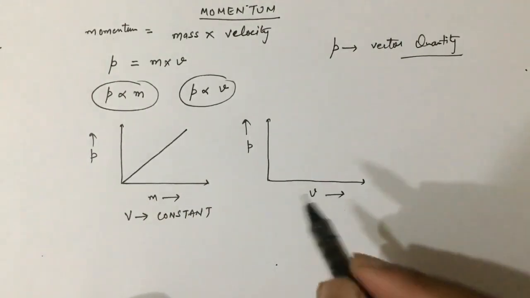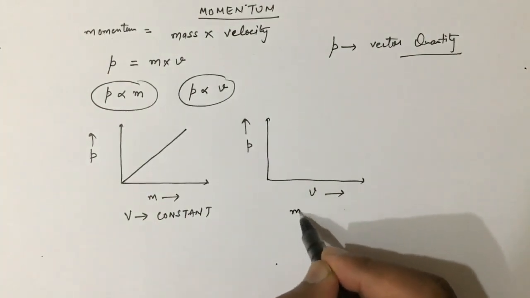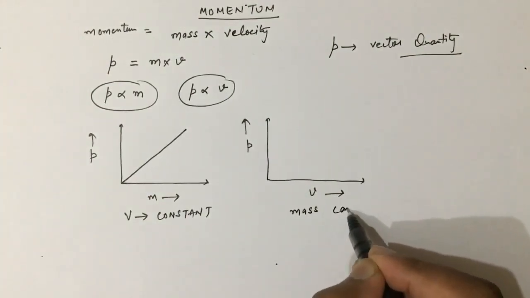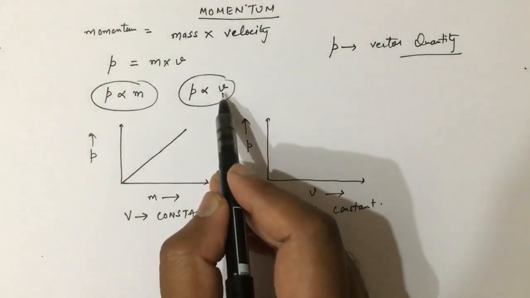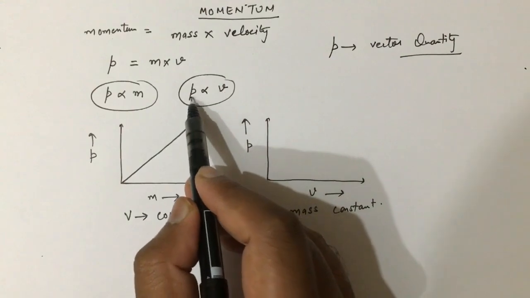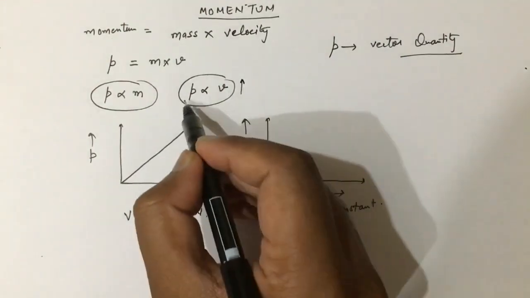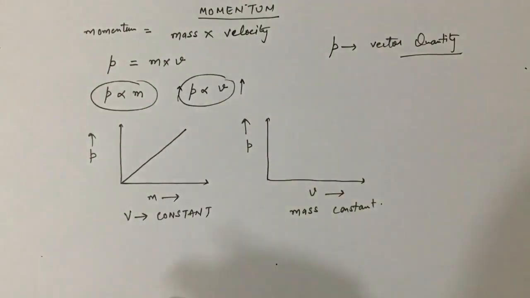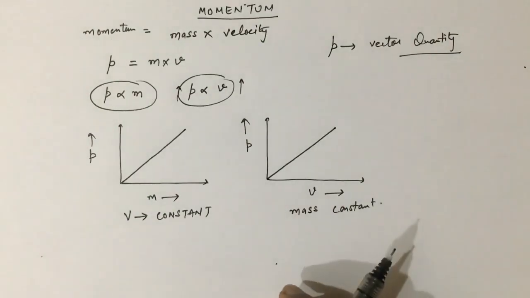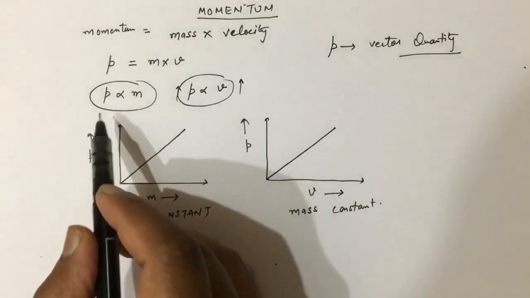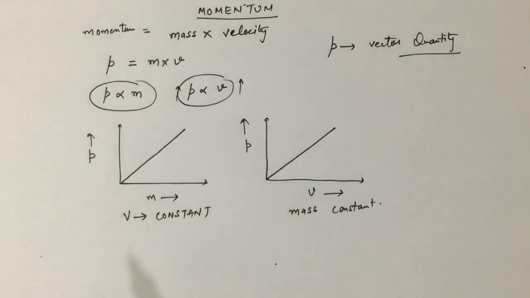But in the case of momentum and velocity, if you keep the mass constant, momentum is directly proportional to the velocity, means when you increase the velocity the momentum will increase, because momentum is directly proportional to the mass and velocity. Clear?